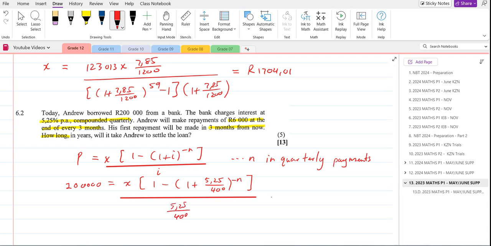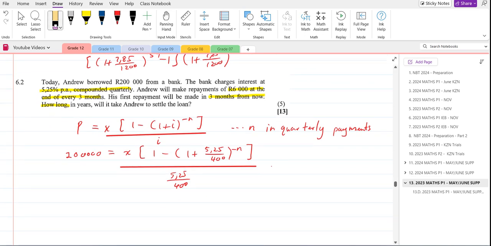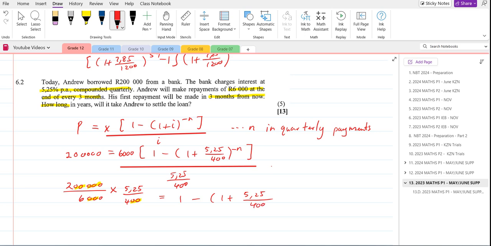over 400. Now remember, we're solving, he's already paying x, which is 6,000. We're solving for n, right? So all the other values are given. Now what we can do is take 200,000 divided by 6,000 and multiply it by 5,25 over 400. You can already see the zeros are cancelling out, okay? And when we multiply by 5,25 over 400, another 0 cancels out there, so it'll be easy to type this, and all we're left with is 1 minus 1 plus 5,25 over 400 to the power negative n.